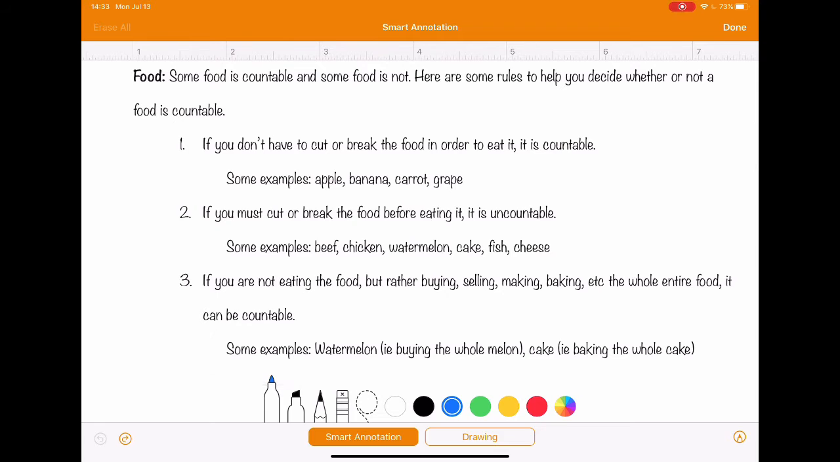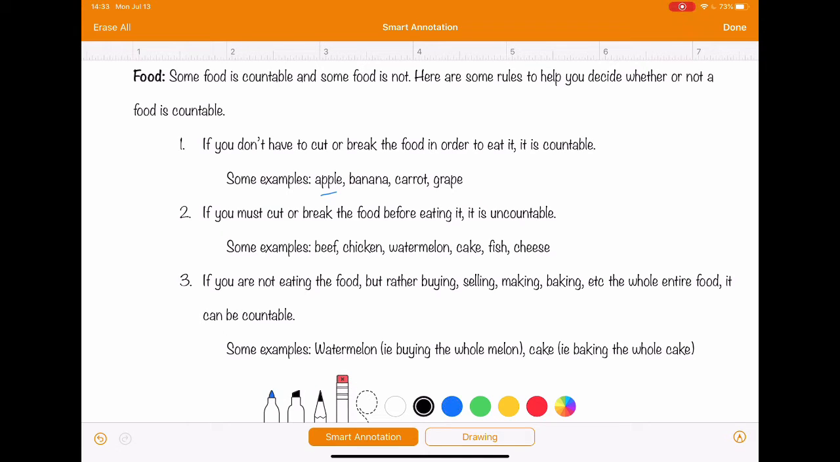Now here's another category. This is a category that can be kind of tricky. Food, some food is countable and some food is not. But here are some rules that might help you to decide whether or not a food is countable. So if you don't have to cut or break the food in order to eat it, it is generally countable. So here are some examples: apple, banana, carrot, right? If I pick up an apple to eat it, generally I don't have to cut the apple to eat it. I just eat the apple as a whole.